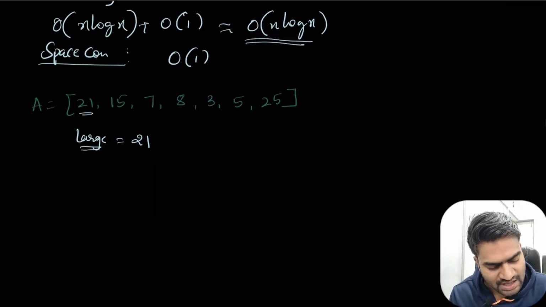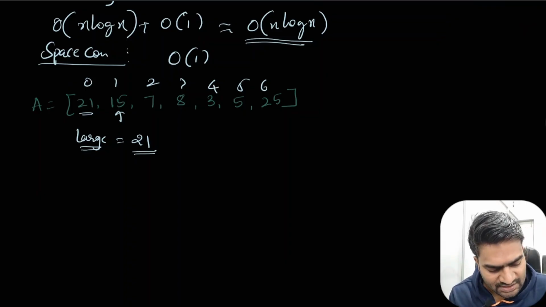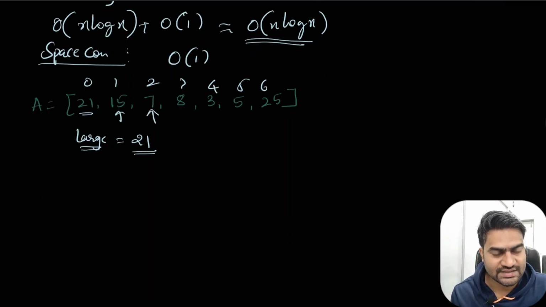Then what I will do, I will iterate from the first index. So these are the indexes. The 0th indexed value, I am assigning it to large and then I am starting from the first index. I will check whether 15 is greater than this particular value. Is it so? No. So let it be. Then again I will move to the next number.